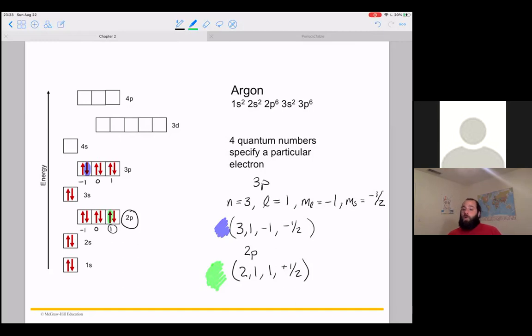All right, but those are our quantum numbers. Again, 3 of them will just specify one of your boxes on your orbital diagram. With a 4th one, you can actually point to a particular electron.